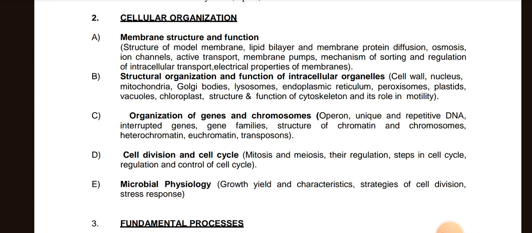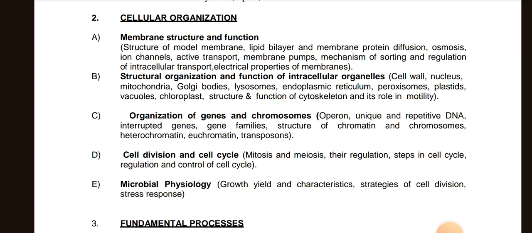Then next is structural organization and function of intracellular organelles. Here we will be discussing in detail the cell wall, nucleus, mitochondria, Golgi bodies, lysosomes, endoplasmic reticulum, peroxisomes, plastids, vacuoles, chloroplast, structure and function of cytoskeleton, and their role in motility.